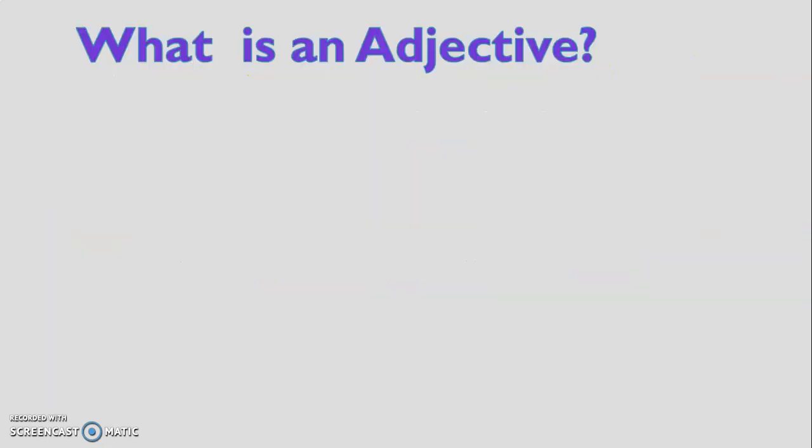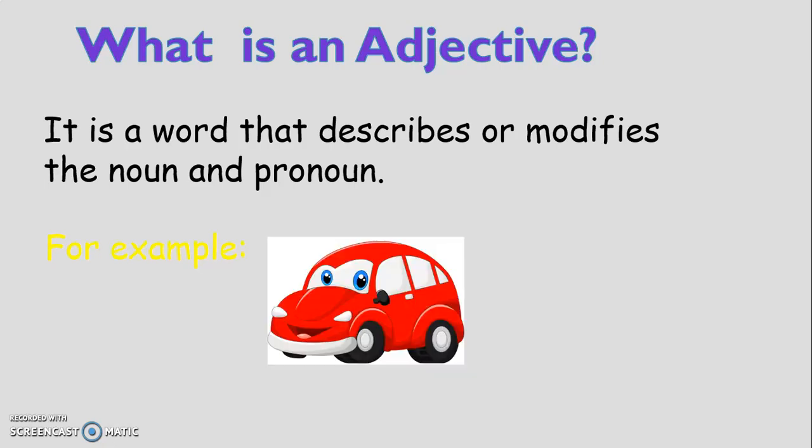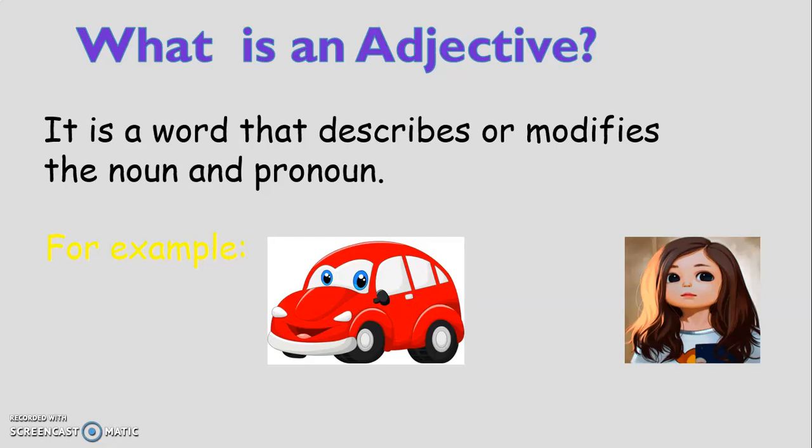So let's see what exactly is an adjective. It is a word that describes or modifies the noun and pronoun. Here again, for understanding adjective, we need to revise what is a noun. So a noun is a word that contains the name of a person, place, animal and thing. In the example here we have thing and person. Now what is an adjective?